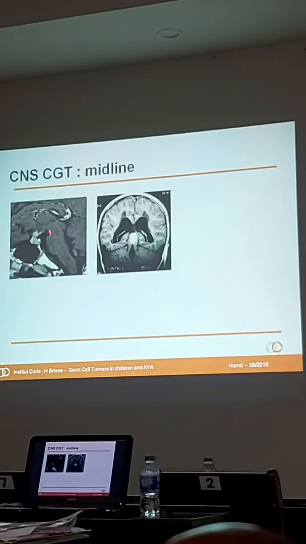So when you find this kind of picture, there are several diagnoses. Pituitary stalk enlargement might be also Langerhans histiocytosis, for example. So it's not easy to make a biopsy of this lesion. And here, for pineal gland tumors, it can be also pinealoblastoma, for example. And these regions are very difficult to access for biopsy. So a very simple method to get the diagnosis is, as usual, to do the markers in the blood, but also in the CSF.